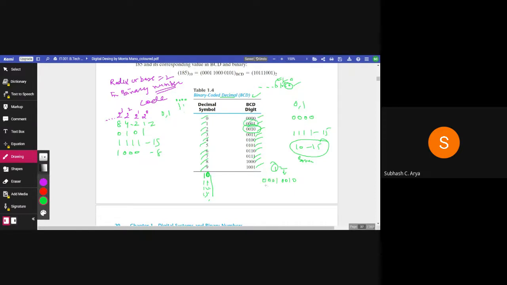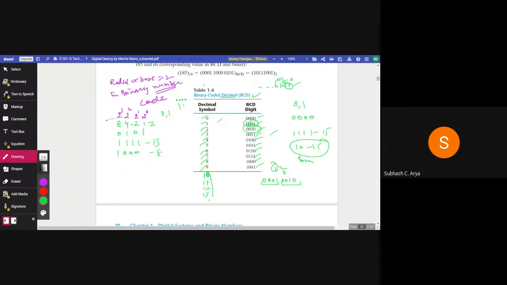What does it mean? We express a decimal number in nibble form. N-I-B-B-L-E. Nibble means group of 4. Like we say byte, a byte is a group of 8 bits. Similarly, a nibble is a group of 4 bits. So with the help of groups of 4 bits, we represent your decimal number directly as a BCD number.